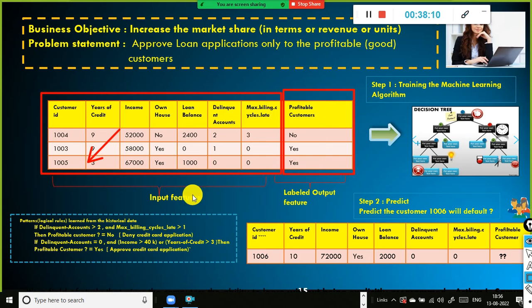So with the input features along with the labeled output feature, we are going to train our machine learning algorithm. For illustration purposes, I have used the decision tree algorithm here. It is one of the supervised machine learning algorithms which falls under machine learning. To train a supervised machine learning algorithm, you need to have both the input features and an output feature. What do you mean by feature? Features are nothing but the columns. In the machine learning world, we call the columns features. This is also another column, we call it a feature, but it is a labeled output feature.